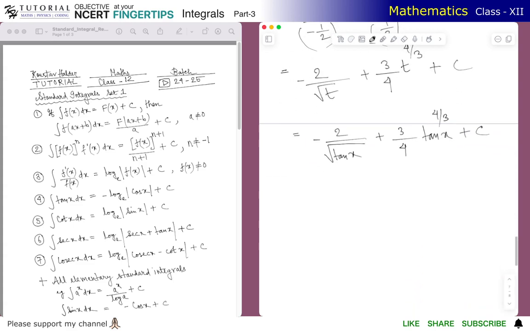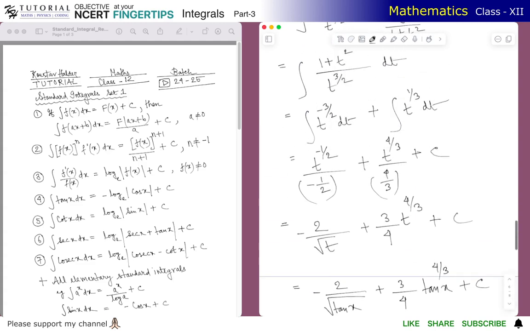Let me check if I have this answer as a choice in the MCQ or not. Minus 2 by root tan x plus 3 by 4. No, it is not there. Instead of tan x to the power 4 by 3, there's tan x 2 by 3 and 3 by 2. I might have done some mistake.